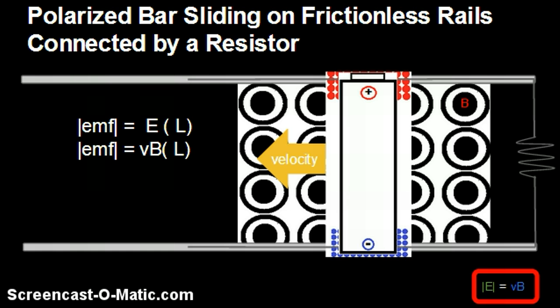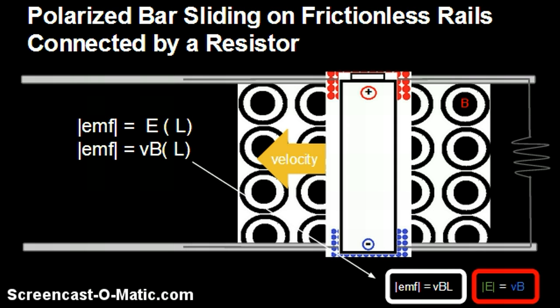Remember the relationship between the electric field and the magnetic field we stated at the bottom of the screen? This is where it can be handy. The EMF of the battery is equal to the velocity of the bar times the length of the bar and the magnetic field through which it moves. This relationship is really important later, so we'll also save it at the bottom of the screen.